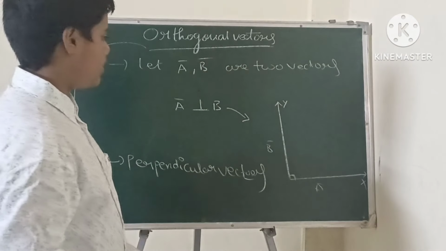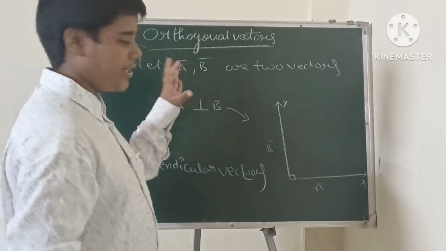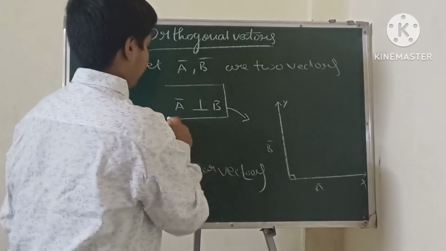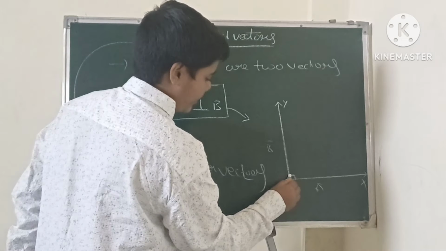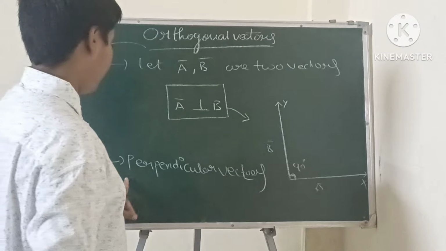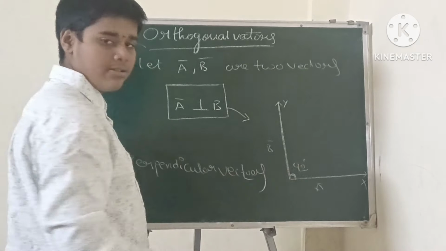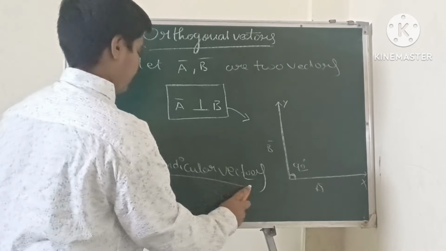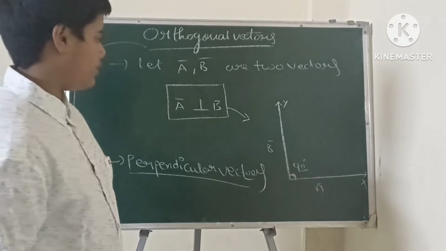Okay. Orthogonal vectors means, let A bar and B bar be two vectors. We have to take two vectors A bar and B bar, and these two vectors should be perpendicular. Perpendicular means at 90 degrees. So when the angle between these two vectors is 90 degrees, A bar and B bar are perpendicular vectors or orthogonal vectors. Okay. So this is orthogonal vectors.